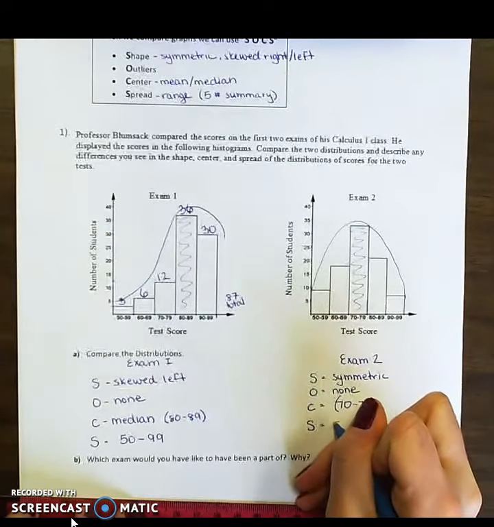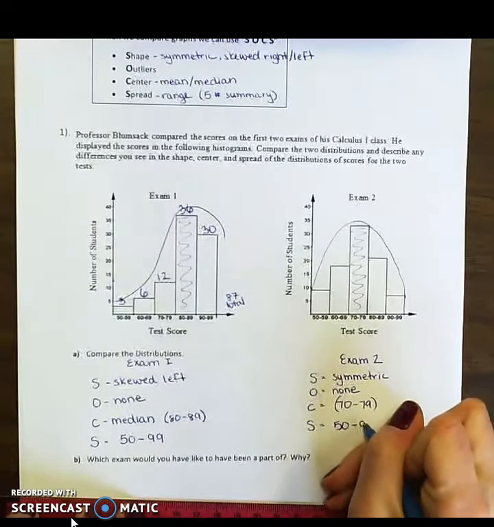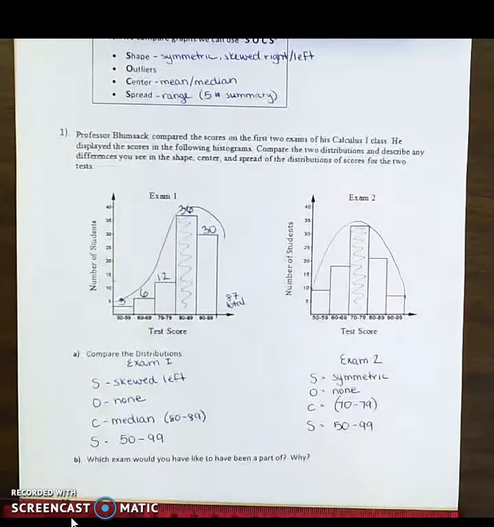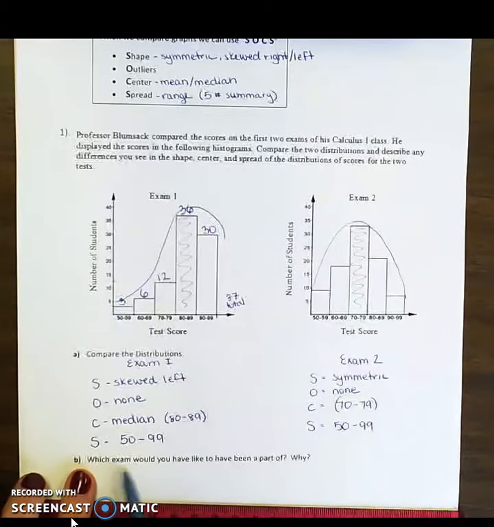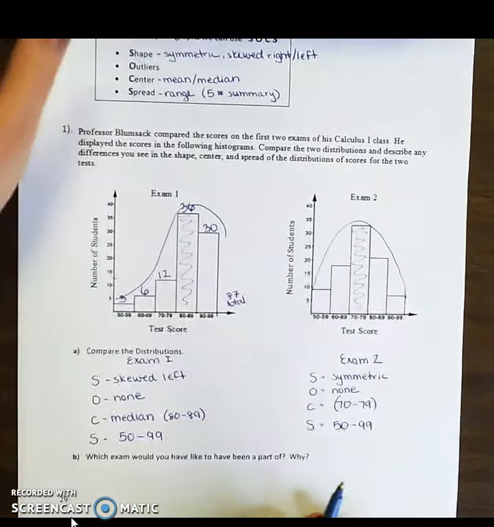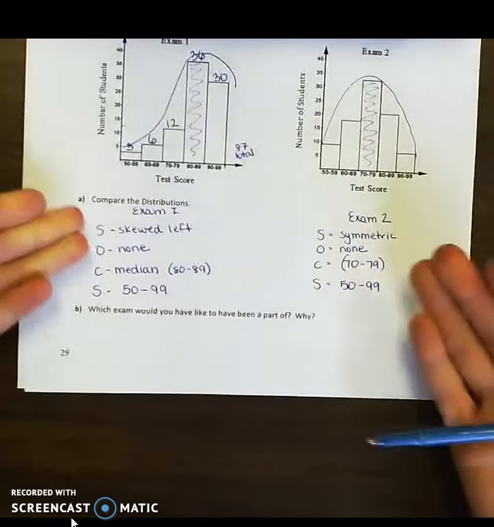And my spread is from 50, my lowest score, to 99, my highest score. So we've now just compared the two distributions using our SOCS method. Now, which exam would you like to be part of and why? Let's analyze these comparisons.